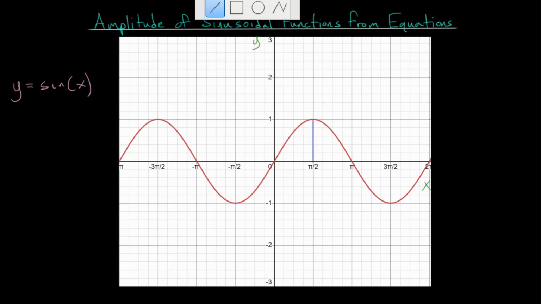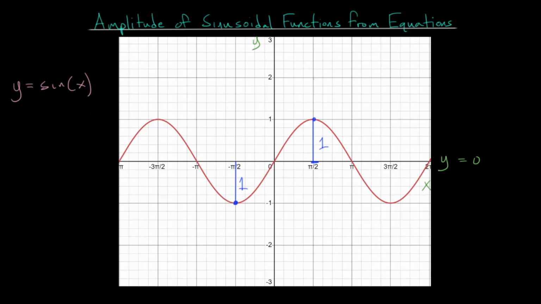The distance from this midline, which, by the way, let me use a darker color for that. The midline is y equals 0 for the parent function, but the amplitude, the distance from that midline to the maximum point, is 1. And remember that the amplitude can also be measured from the midline to the minimum, so it would be 1 here as well. What I'd like to focus on in this video is changing the amplitude by manipulating this equation.